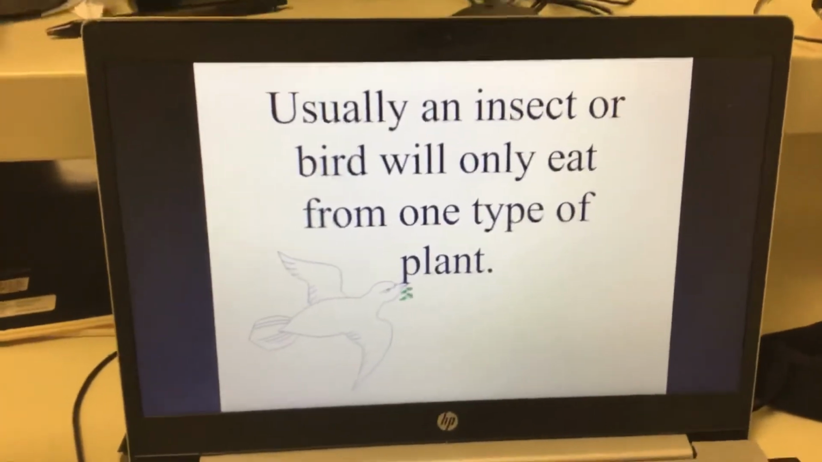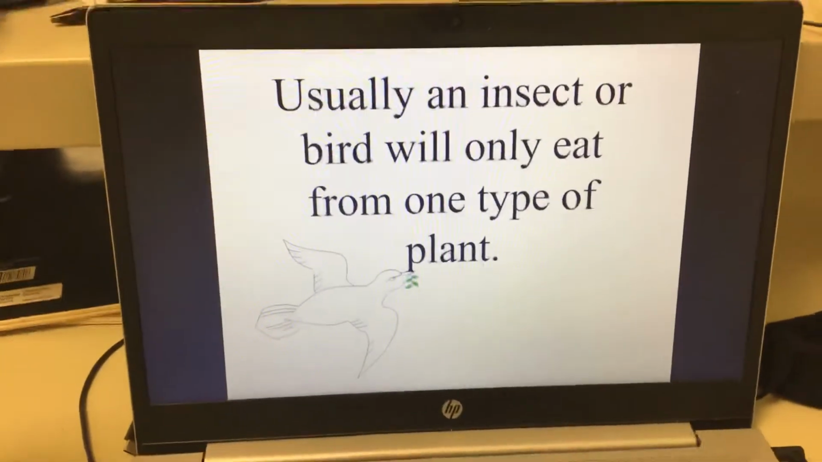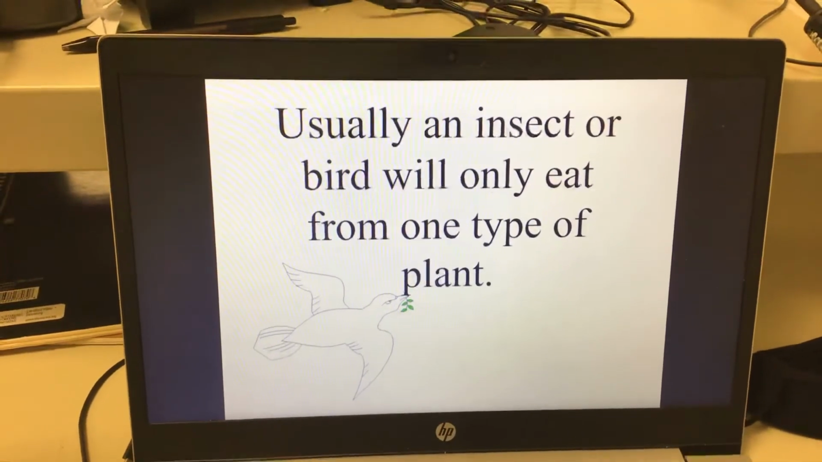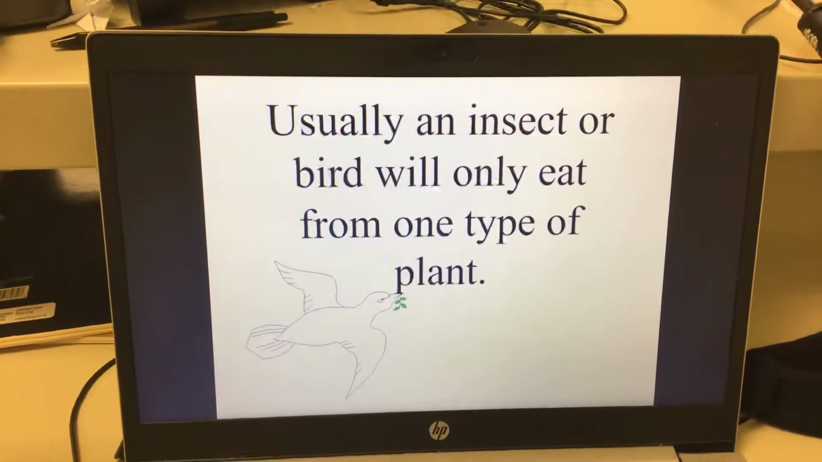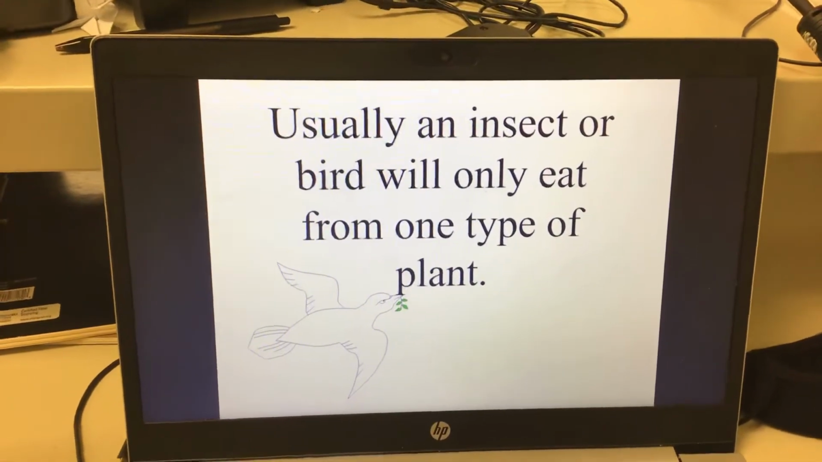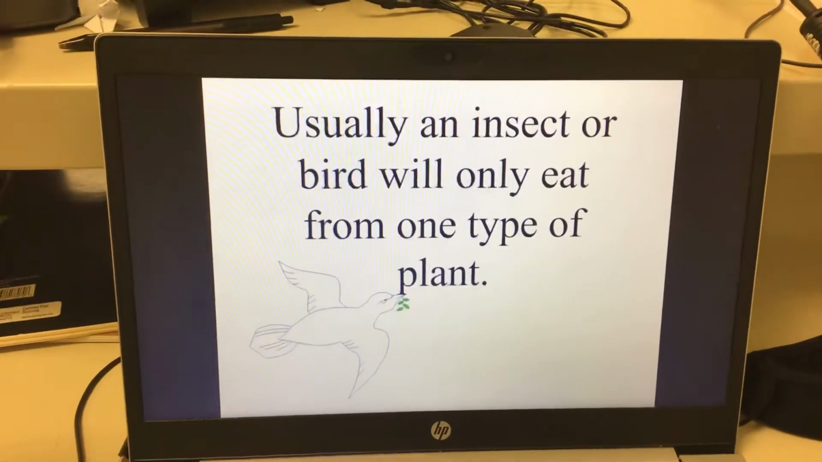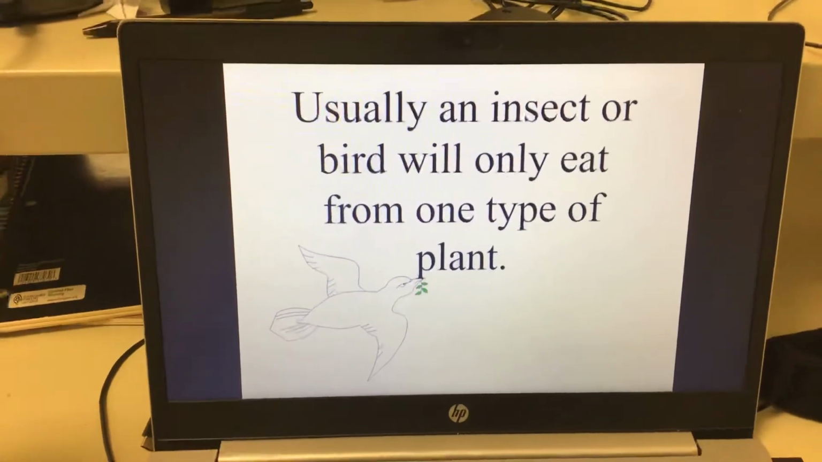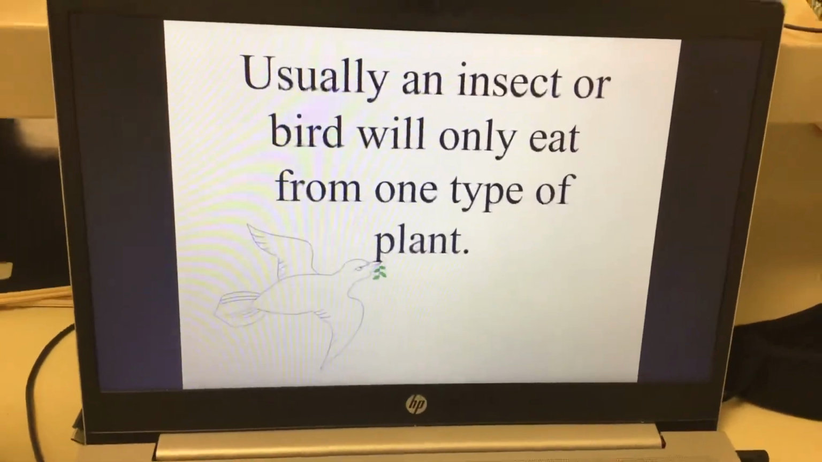I'd probably write this down also. Usually an insect or bird will only eat from one type of plant. So most insects have a specific species of plant that they're going to pollinate. They're not going to go from like an orchid to a rose, because orchids and roses can't reproduce together. That'd be like a dog and a monkey having a baby. It can't happen. So most insects and birds, like hummingbirds, are going to pollinate one type of plant.